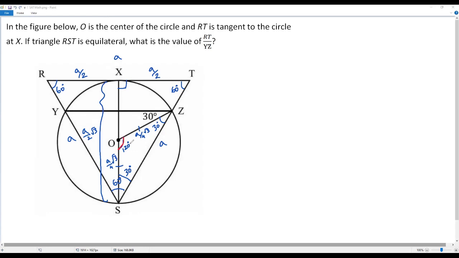The measure of this part is 120 degrees. Then what is the measure of this part? It has to be 60 degrees. Okay, here we'll have a right angle, because in a triangle, the three interior angles will add up to 180 degrees.